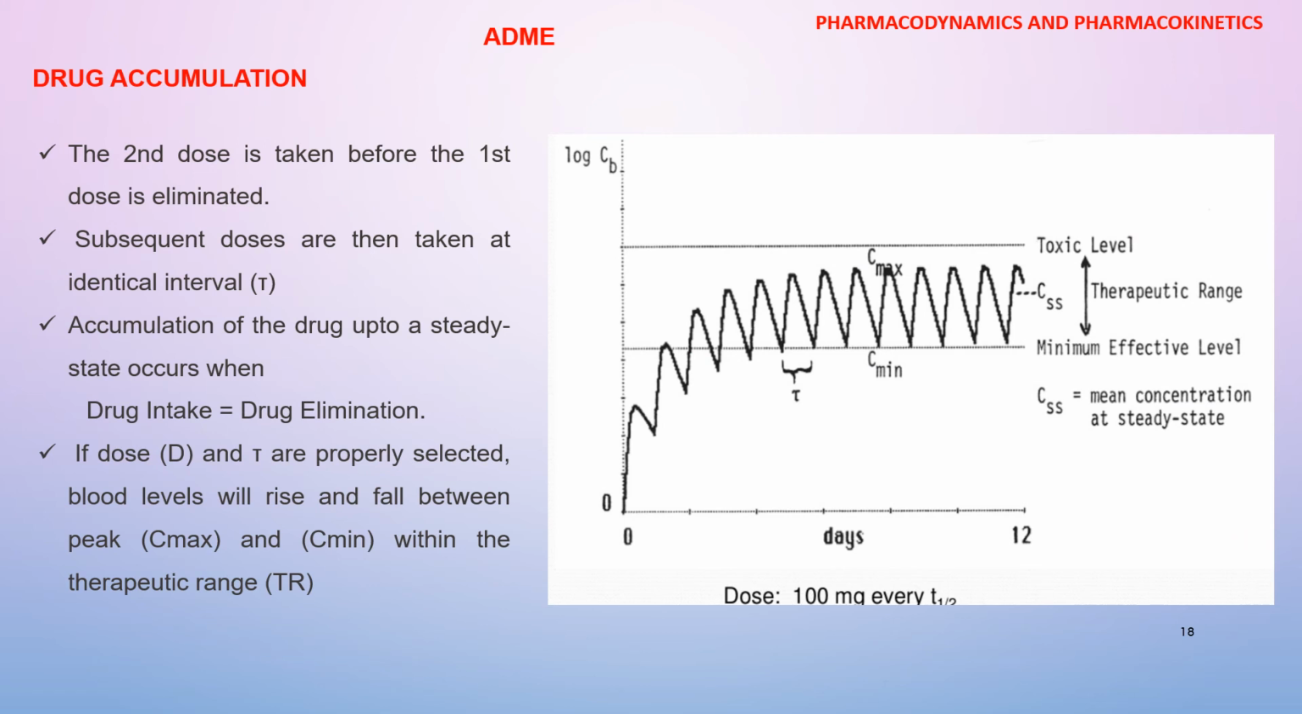The accumulation of a drug up to a steady state occurs when the drug intake is equal to the drug eliminated. A proper calculation of the drug dosage at regular intervals of time can be done, and if done properly, the plasma level of the drug can be maintained between the maximum and minimum effective levels.